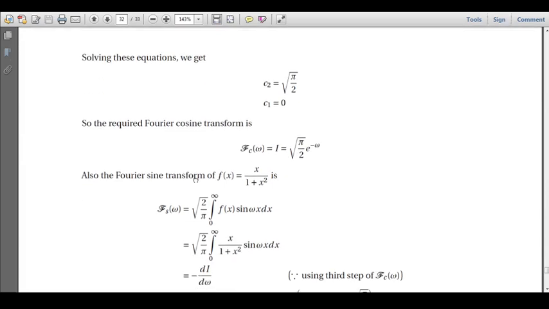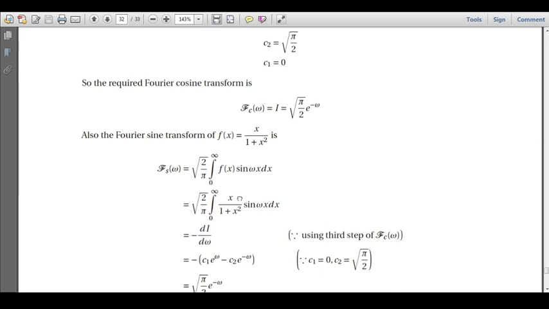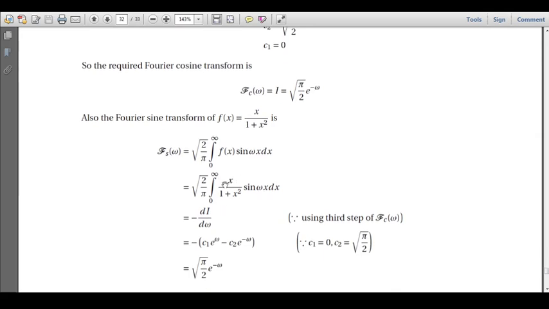Now we have to find the Fourier sine transform of this function. Start from the Fourier sine transform definition. Fourier sine transform of f of x is equal to root of 2 by pi integral 0 to infinity f of x sin omega x dx. This is the definition. I put f of x here, that is equal to root of 2 by pi integral 0 to infinity x by 1 plus x square sin omega x dx.